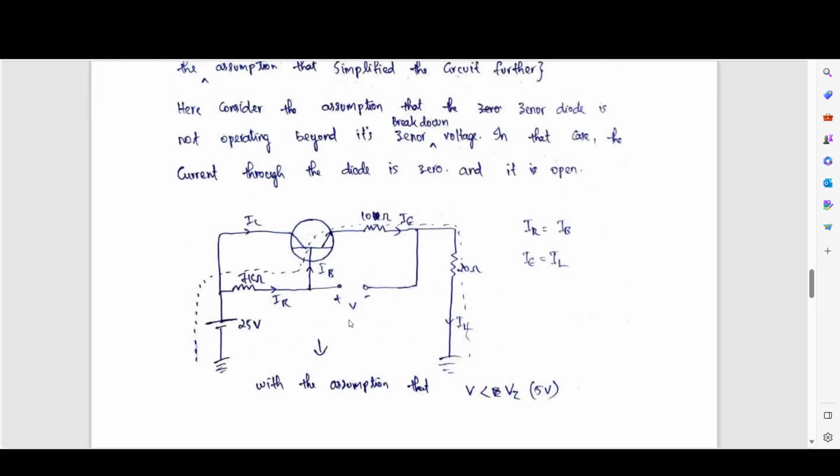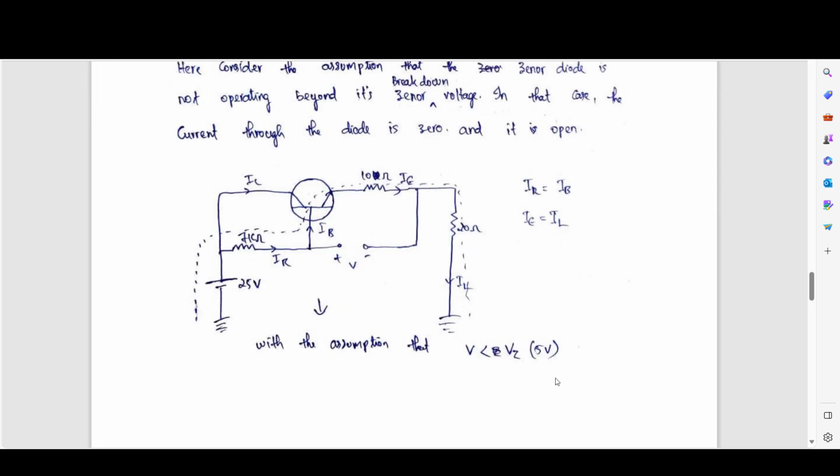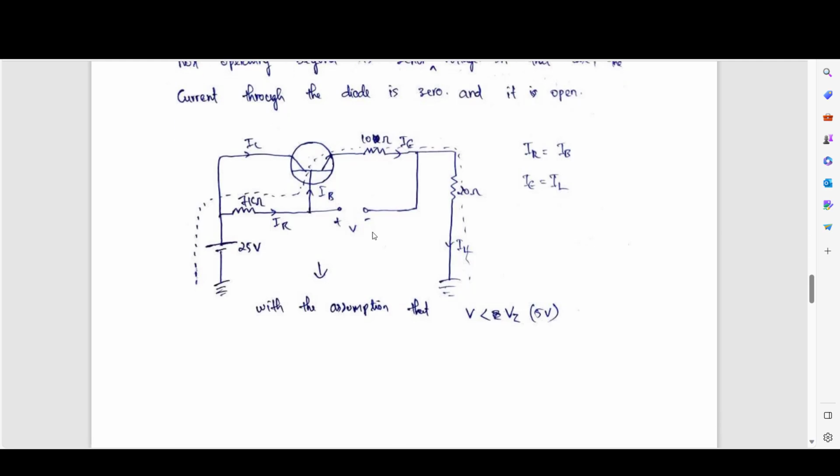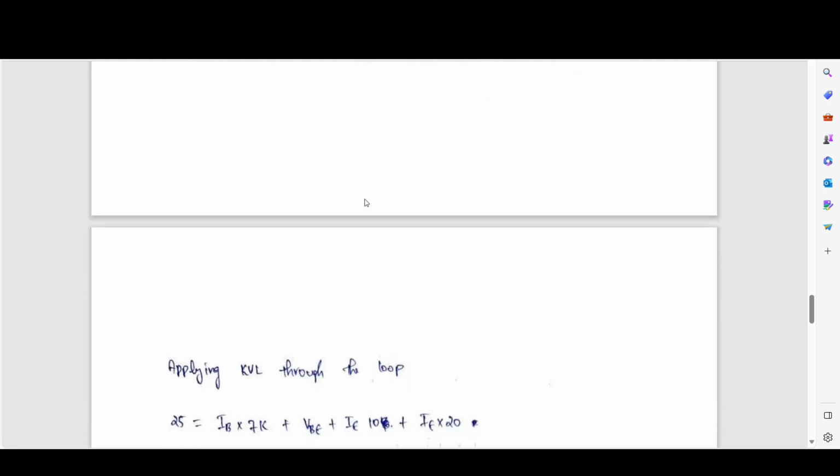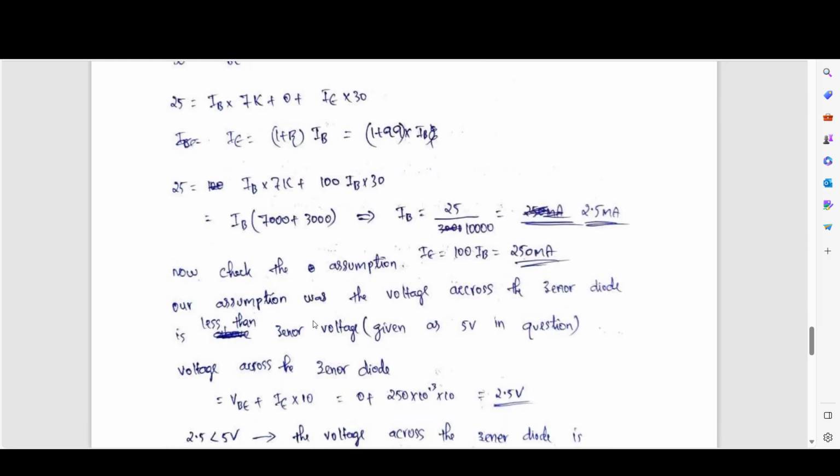So what was our assumption? The voltage across this is less than 5 volt. If it is correct, then whatever answer we got is correct. If it is wrong, then our assumption is wrong, and we have to go for the second assumption. Then in the second attempt we will get the answer, because if the first assumption is wrong, the second assumption obviously will be correct. So we will check our assumption, whether the voltage is less than Vz, using the current we got.